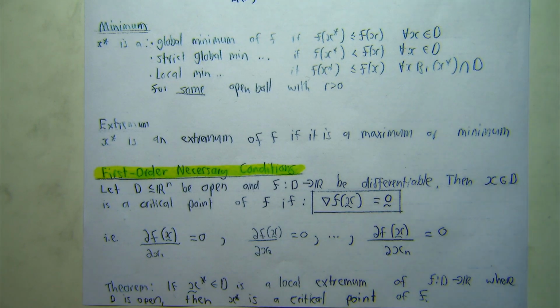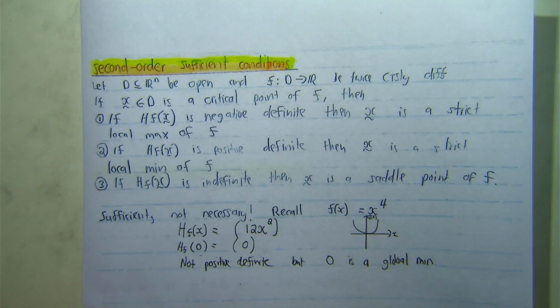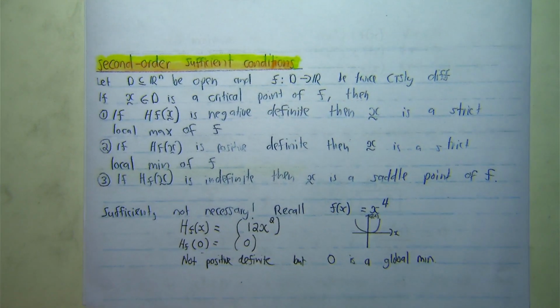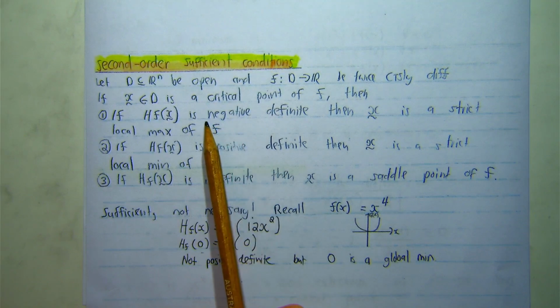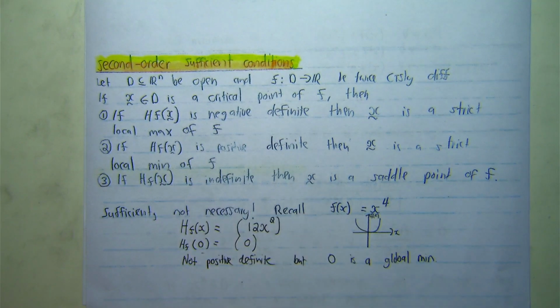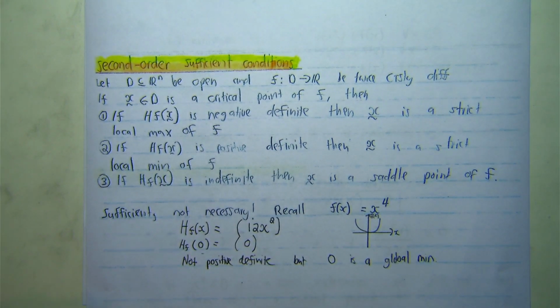Once we've found our critical points, we then use our second order sufficient conditions, which essentially is evaluating the Hessian matrix as to whether it's negative definite, positive definite, or indefinite. There's another video on how to do that more rigorously and comprehensively. But once you classify the definiteness of the second order derivatives, i.e. the Hessian matrix, then you'll know if it's a max, a min, or a saddle point.